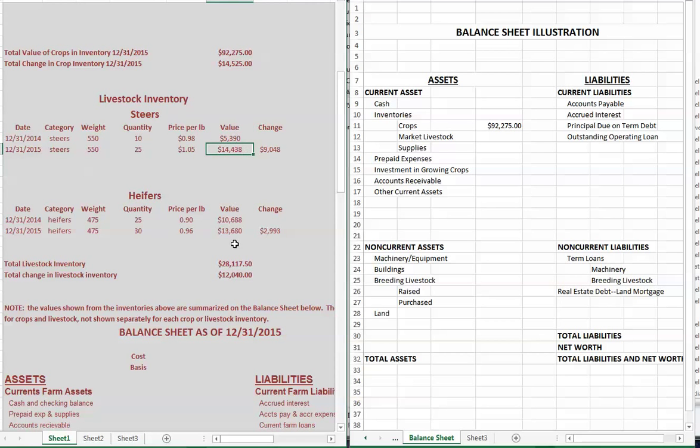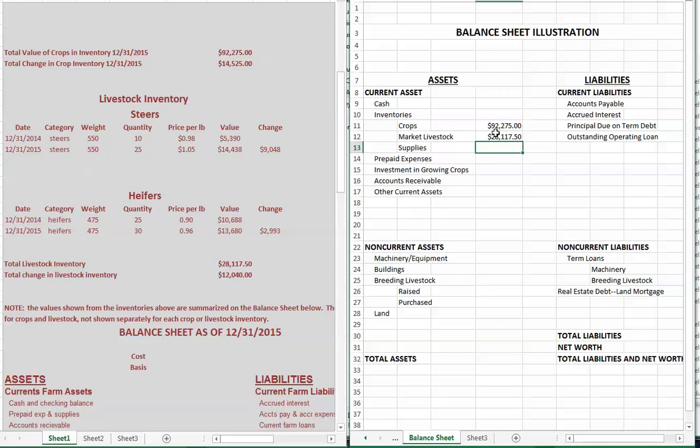These two totals, one for steers and one for heifers, would be summed, and this would give you a livestock inventory of 28,117.50. In other words, there's an estimated value of market livestock on hand at the end of the year of 28,117.50. So it would go right here on the balance sheet. Again, I could just simply go equals and come back over here and click in this cell, and that shows you how you would actually move the crop and market livestock inventories from the chart of accounts right over to the balance sheet.